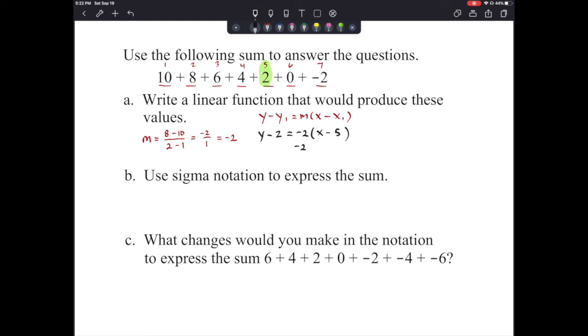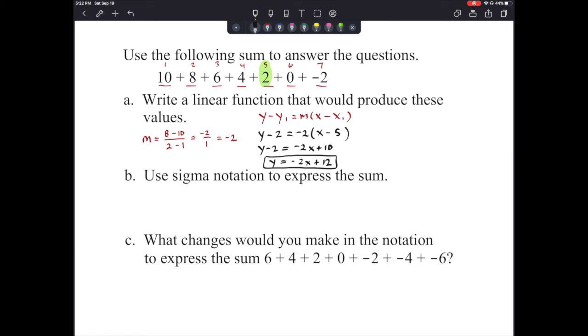Simplify it. Negative 2x plus 10 is equal to y minus 2. And again, you'll see y is equal to negative 2x plus 12. Okay, same thing you would have got if you had counted backwards, but you're not always going to be given the first term. Sometimes you're going to be given terms way off down in the series. So the point slope form will help you out in that respect. So there is the function.